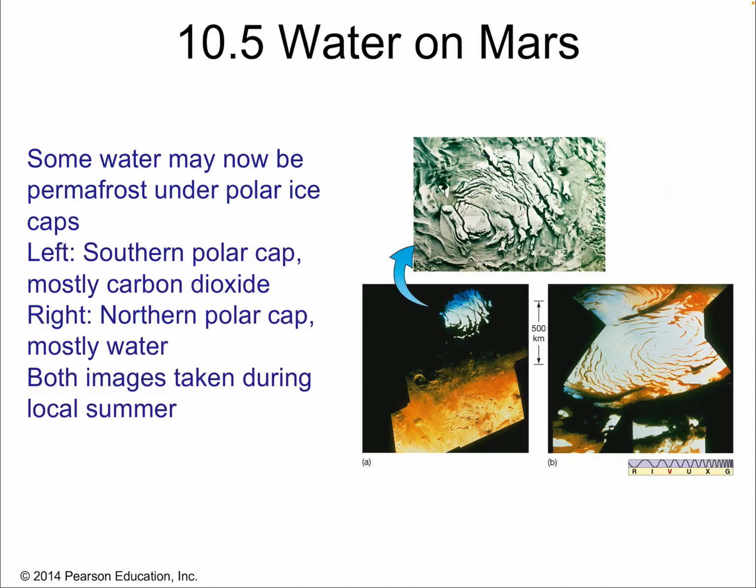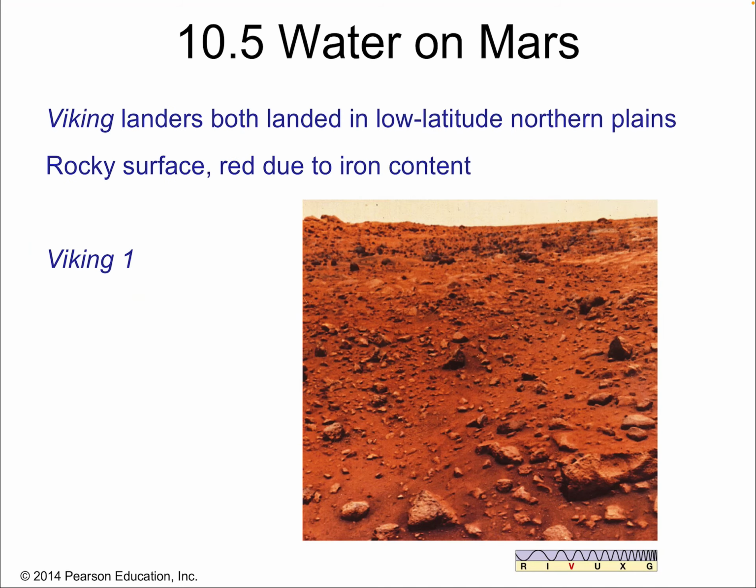Okay, and some water may now be permafrost under the polar ice caps. We say may to be cautious, but certainly evidence highly suggests that there is lots of liquid water in the caps, all right, but under that frozen carbon dioxide. The southern polar cap is mostly carbon dioxide. That one doesn't appear to have as much water, but the northern one certainly has a lot of water with just that seasonal layer of frozen CO2 on top, all right? And the images are taken during the local summer, the images that we show over here, showing that leftover frozen water, okay?